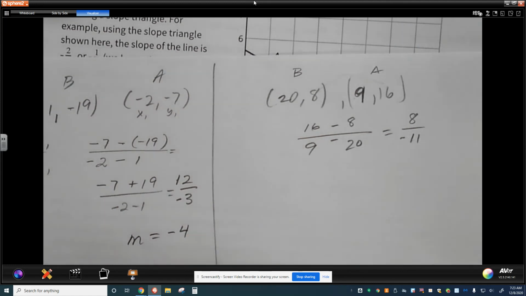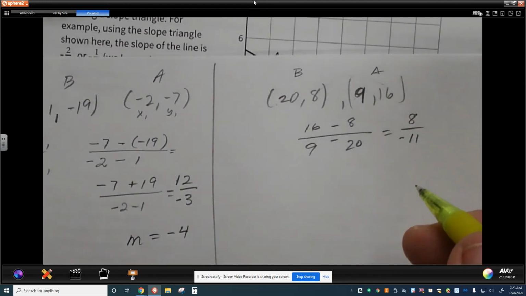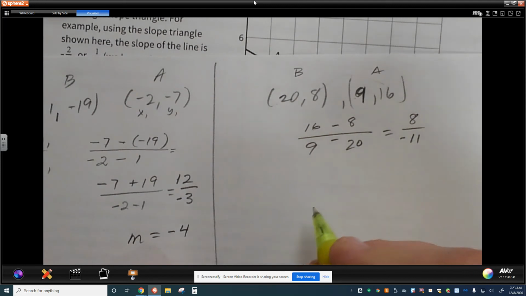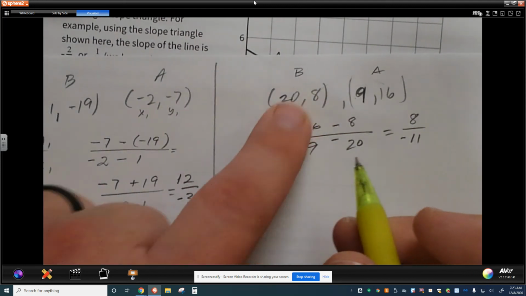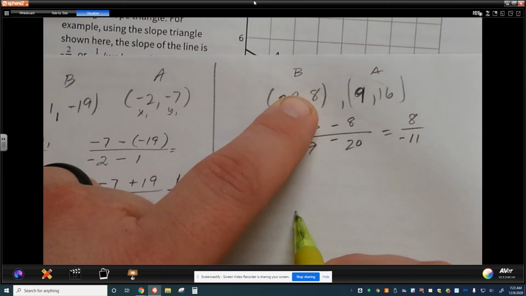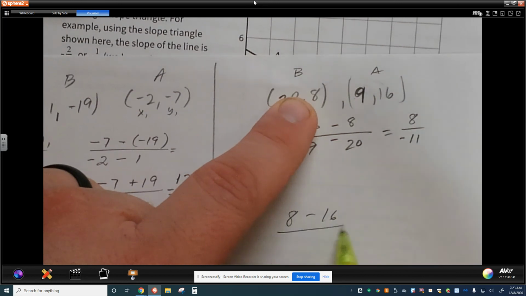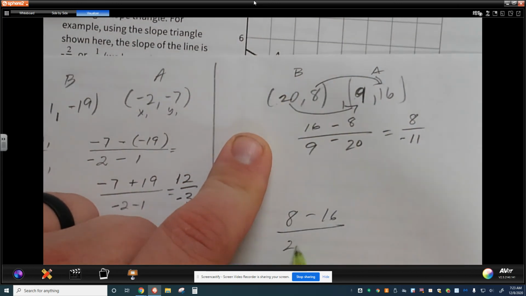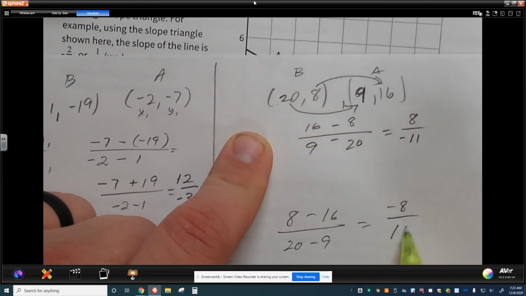What happens here is I actually didn't follow what I had talked about, because I did follow the rules correctly, I just didn't follow the order that I just said. But that's okay, because I'm going to show you that it won't change the outcome. We come up with a slope of -8/11. Let's say I switched it around and went here first and did y first, 8 minus 16 this way, and then 20 minus 9. What I get here is -8 divided by 11.